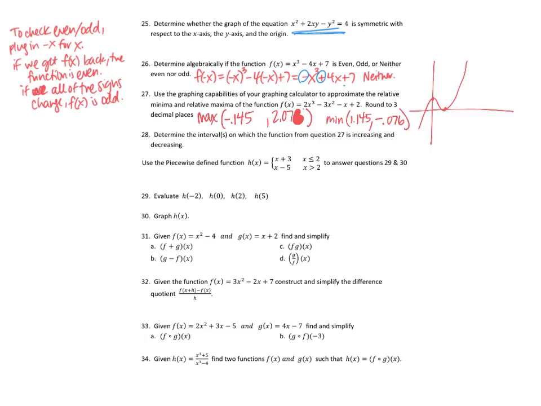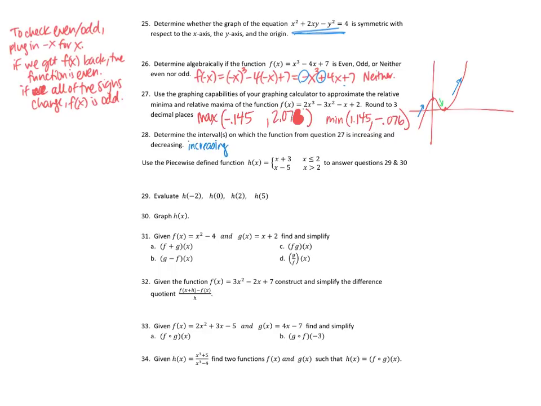Okay, then determine the intervals on which the function in question 27 is increasing and decreasing. So it looks like it's increasing here. We always, when we talk about increasing, decreasing, we always move from left to right. So I can see the function is increasing here and decreasing on this interval.